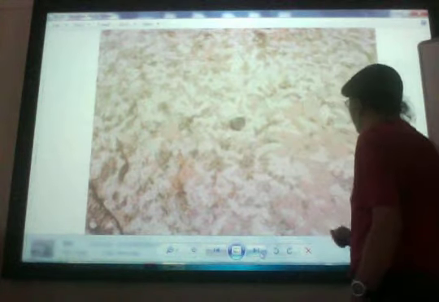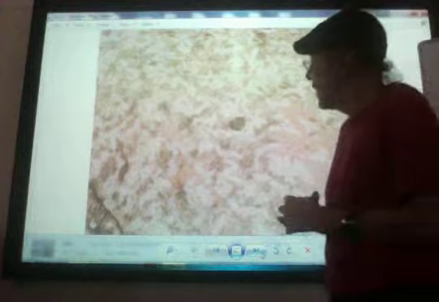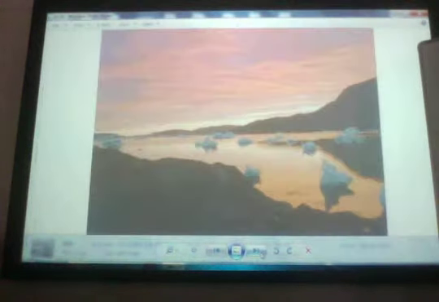Next slide. So here again this naujaite with this nice pattern, and these 3 minerals which I have mentioned just before as well. Next slide.